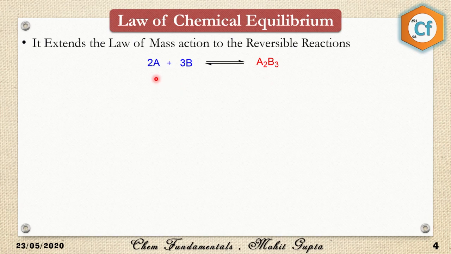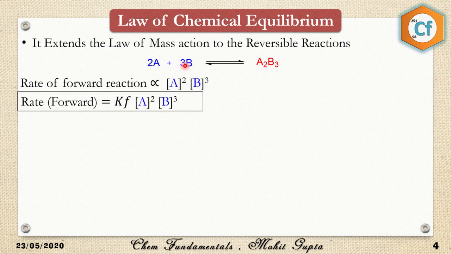So let's take an example of a reversible reaction. 2A plus 3B gives us A2B3. We have taken the same equation. Here the reaction is reversible. The products are getting converted into the reactants and the reactants are getting converted back into the product. So in this case, we have two directions, a forward direction and a backward direction. The rate of the forward direction depends upon its reactants. The reactants are A and B.